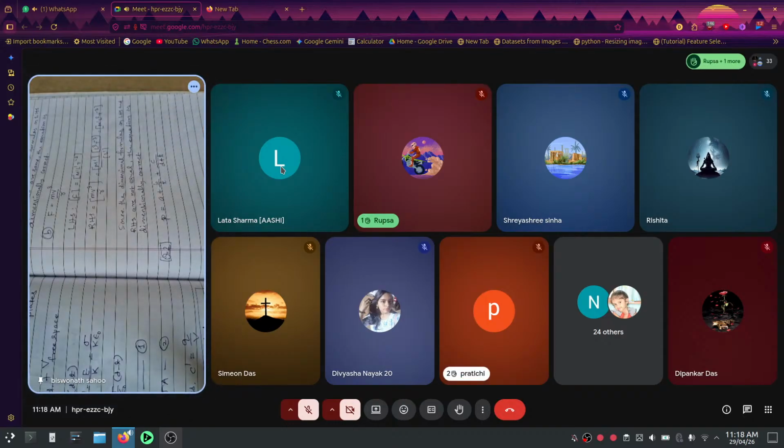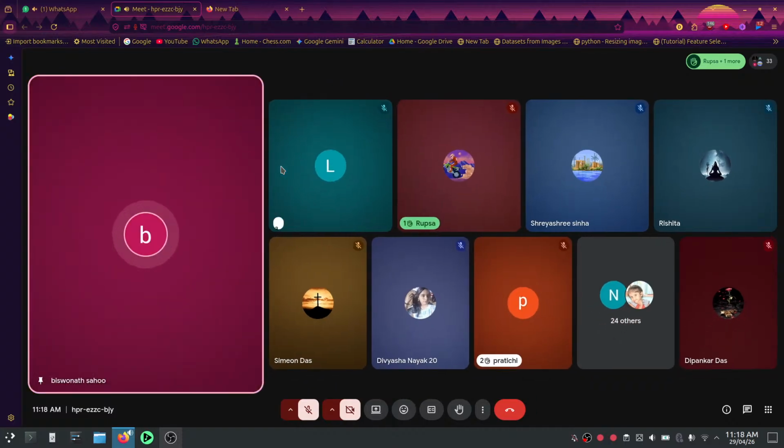Okay. How many of you have done this? Only two students have raised their hand. Three. Boys? No boys have raised your hand. Why? Any problem?